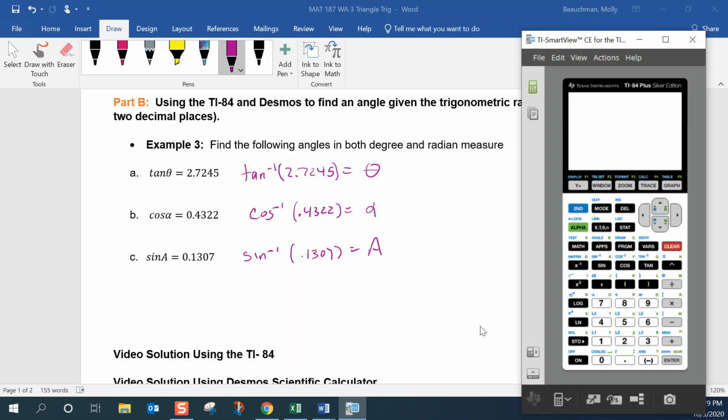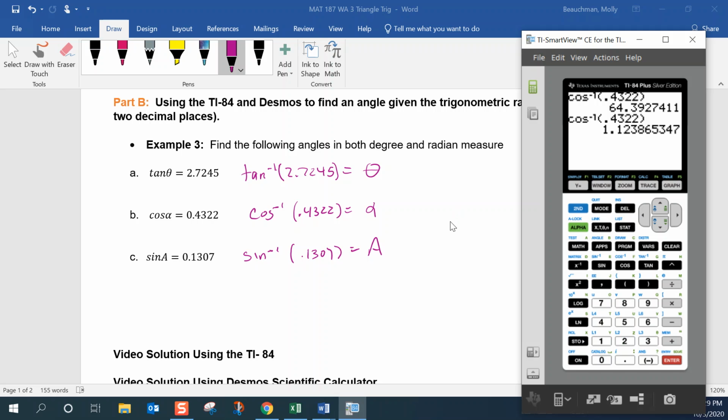So we do the same thing for cosine. Make sure you're in the right mode. And we're going to hit inverse cosine of 0.4322. Enter, gives us 64.39 degrees. And then if we want the radian measure, go to mode, hit enter. I'm going to retype the last line. Inverse cosine is 1.12 radians. All right, so I'll leave the inverse sine for you.